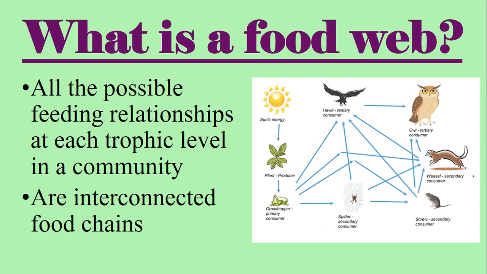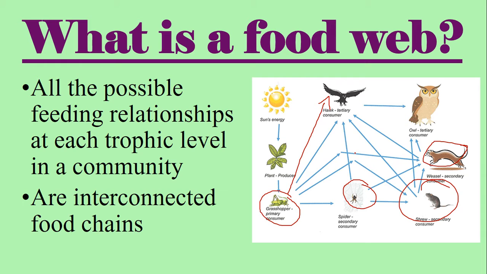Now, a food web is all the possible feeding relationships in each trophic level in a community. Basically, we take all the food chains that are in an area and we link them together. So, like the grasshopper here, the grasshopper can be eaten by the hawk, it could be eaten by the weasel, it could be eaten by the spider, it could be eaten by the shrew. So, there's all these different ones. So, we're going to have arrows all over the place.